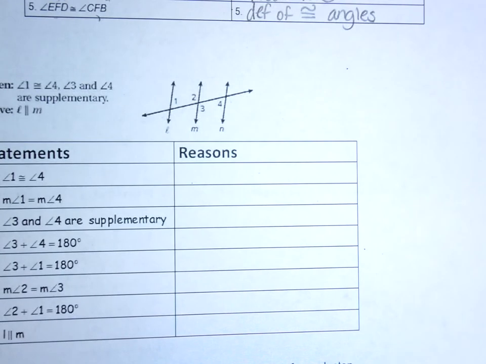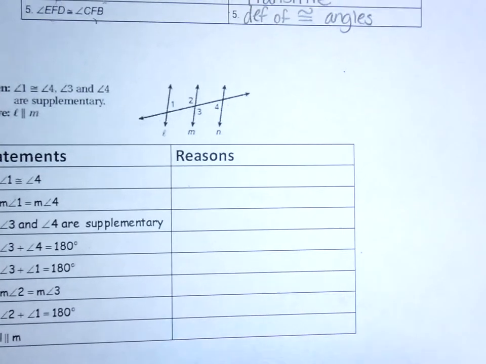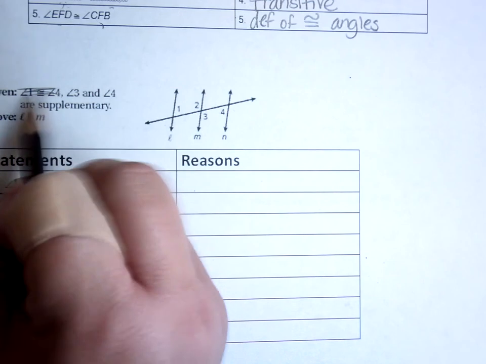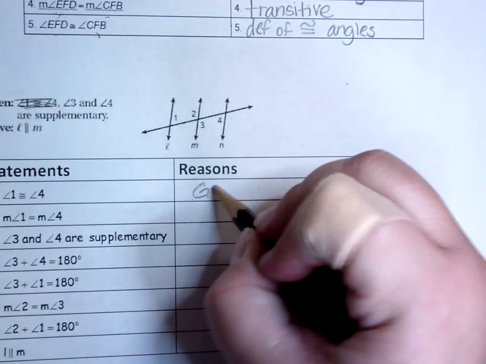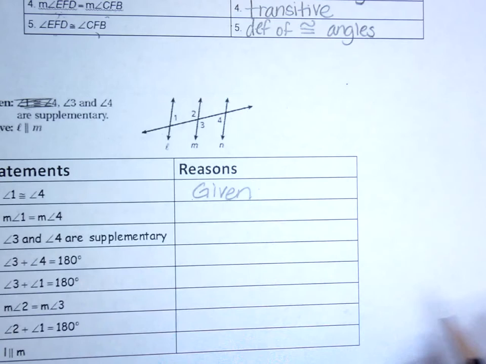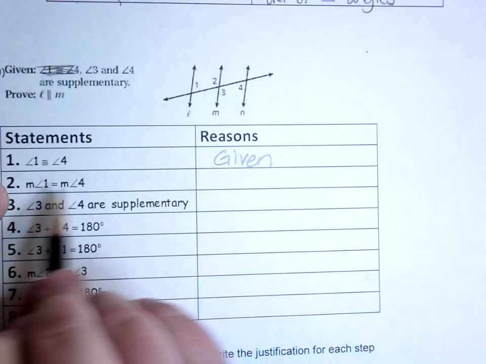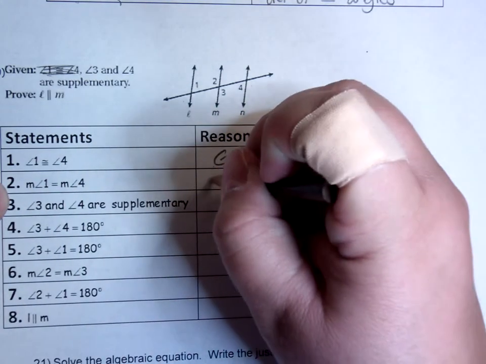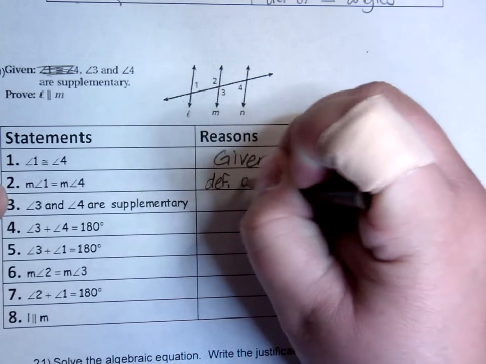Number 20, given angles 1 and 4 are congruent. So that's the first thing that's given. I'm going to mark that off because it gets used right away. And then the next thing that's said is that means their measures are equal. That's just like we just used up above there. That's the definition of congruent angles.